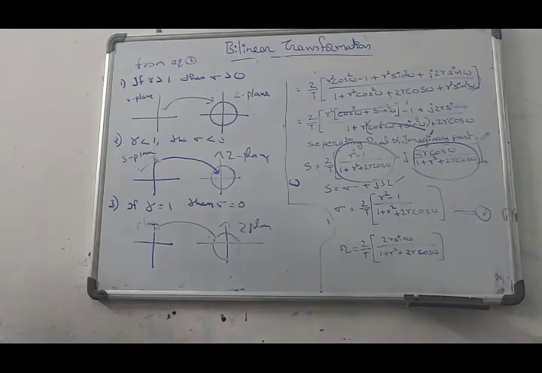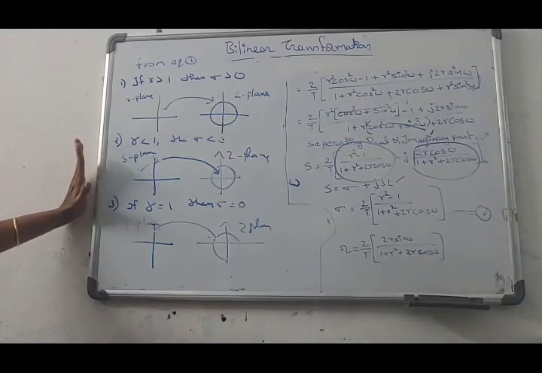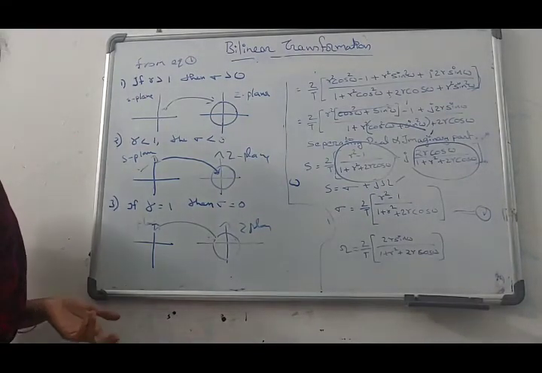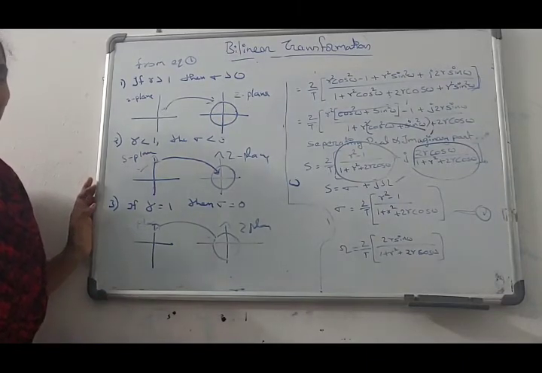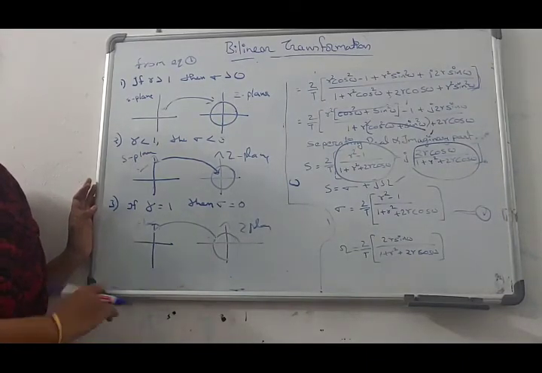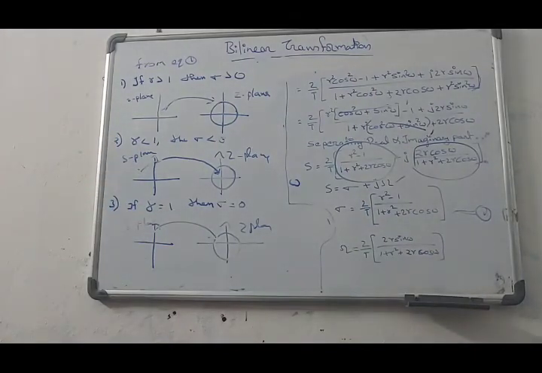In the impulse invariant method we mapped only poles, whereas in bilinear transformation we have to consider zeros as well as poles. We have to map poles and zeros from the S domain to the Z domain, as we are converting from analog to digital.